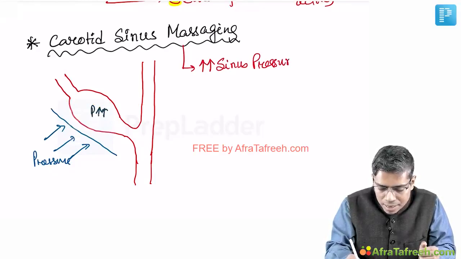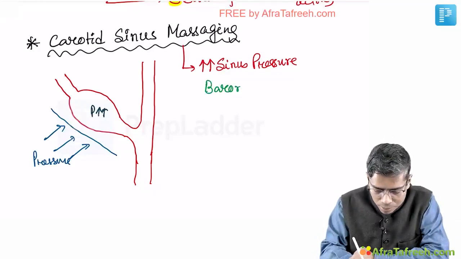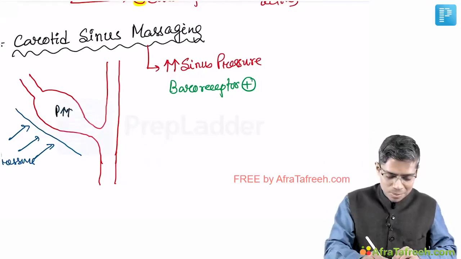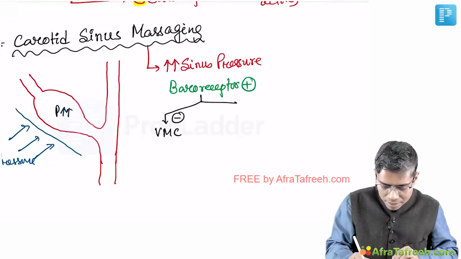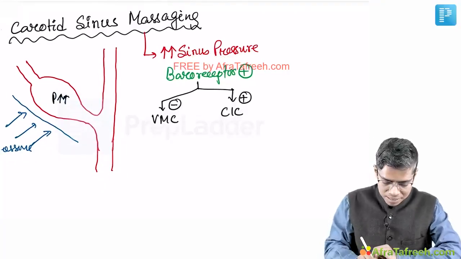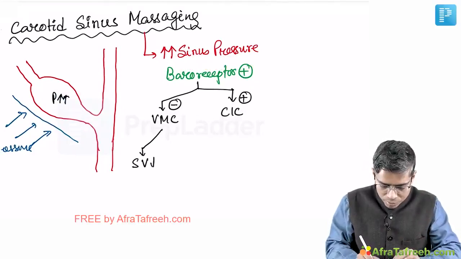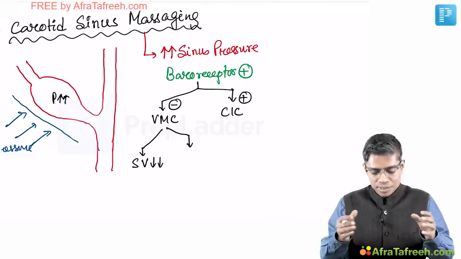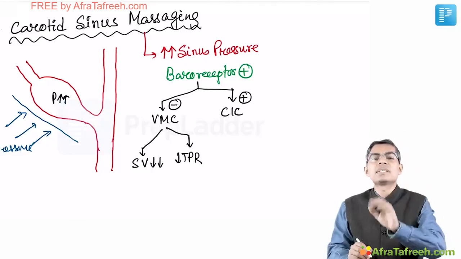Which receptor is there at the level of this sinus? Baroreceptor. So what is going to happen? They will be activated or inhibited. Baroreceptor will be activated, positive. Baroreceptor activation means what is the effect of this activation? Vasomotor center will be inhibited and cardio-inhibitory center will be stimulated. Vasomotor center inhibited means sympathetic inhibited. Sympathetic inhibited means contractility will decrease. That's why the stroke volume will decrease, right? And vascular constriction will not be there. There will be vasodilatation. So what will happen to the TPR? TPR will fall.